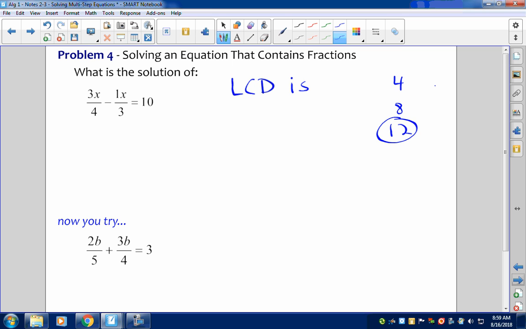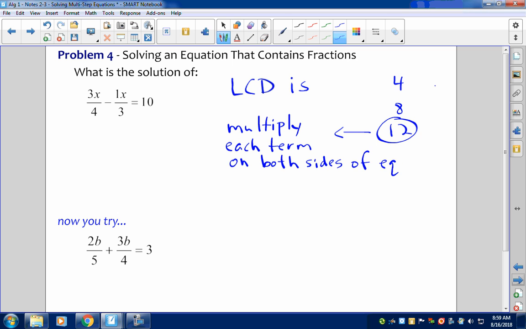So here is one way to do this. It's called clearing fractions. I've seen it called fraction busters. Okay, fraction busters. So we're going to fraction bust here by multiplying through by 12. So we're going to multiply each term on both sides of the equation. So each and every term on both sides of the equation. The reason you have to do each and every term is because of the distributive property, and both sides of the equation because you have to keep it an equivalent equation.